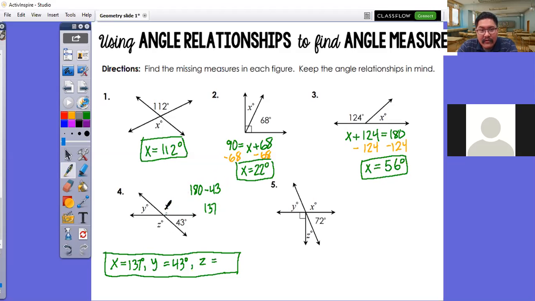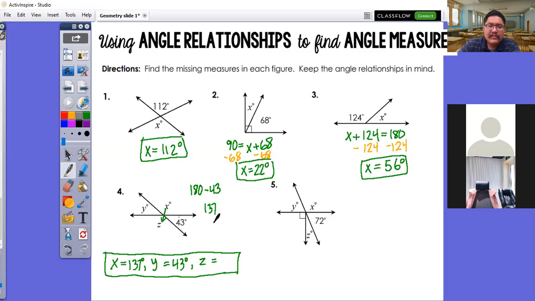And that would also make this a vertical angle to Z. So X and Z are also vertical angles, which means that they will also be the same. They will be congruent, so 137 degrees. So I didn't have to do a whole lot of math for that one to get all of them.